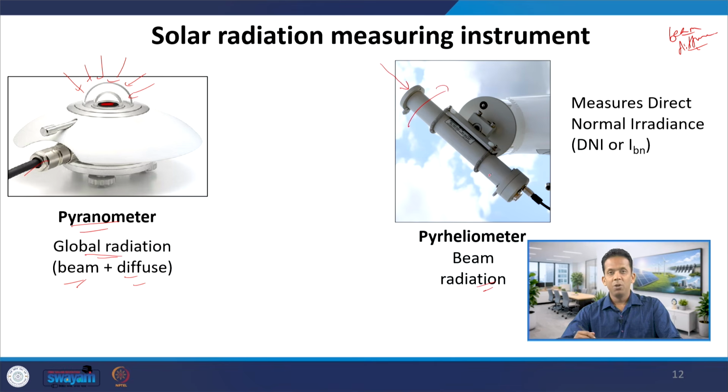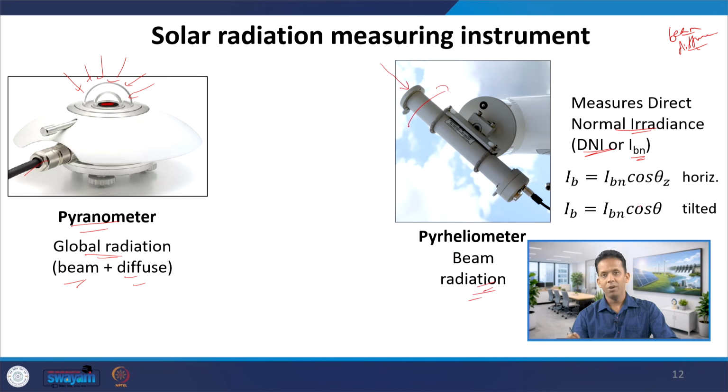But this pyrheliometer measures beam radiation, yet it does not give the actual beam radiation. It actually measures the DNI, direct normal irradiance. If you remember in that formula, for cos theta and cos theta z, IB was IBN cos theta or IBN cos theta z. So, if we know IBN from this equipment, and if we know the position of the sun, whether its angle of incidence or its zenith angle, we can calculate beam radiation. That is the job of the pyrheliometer.